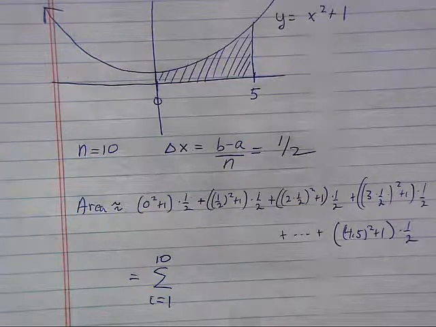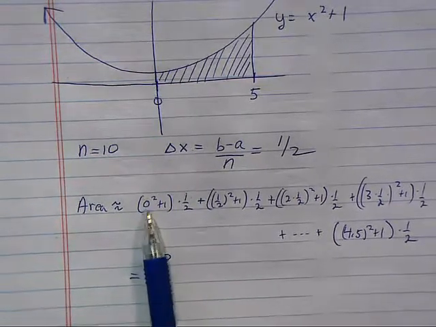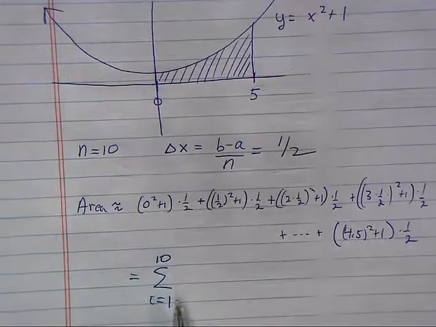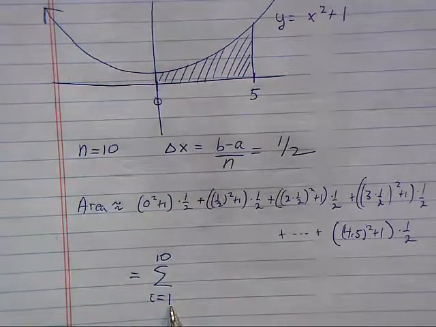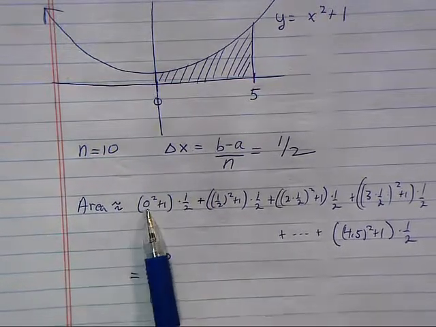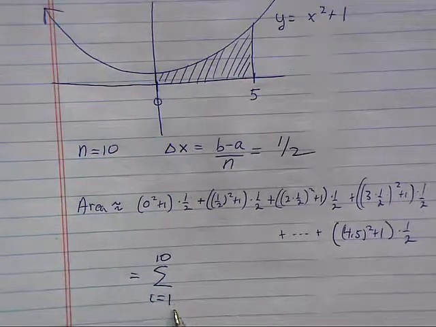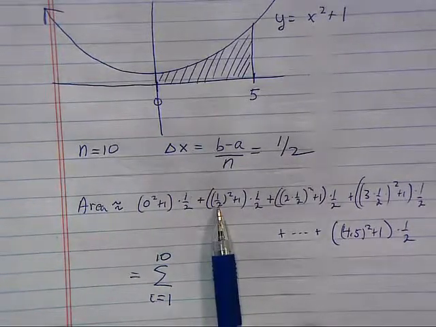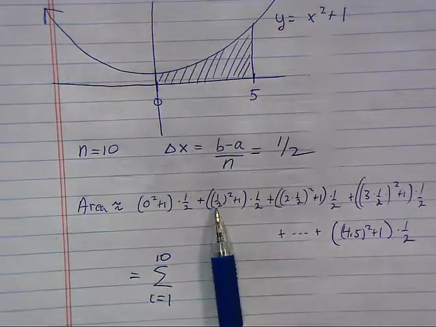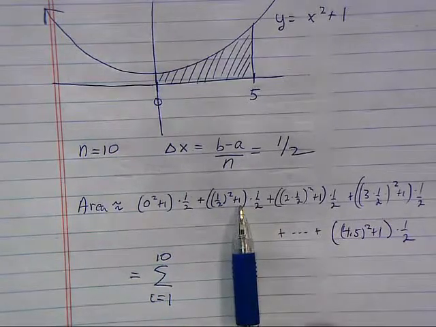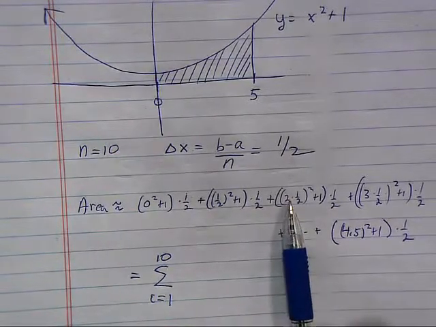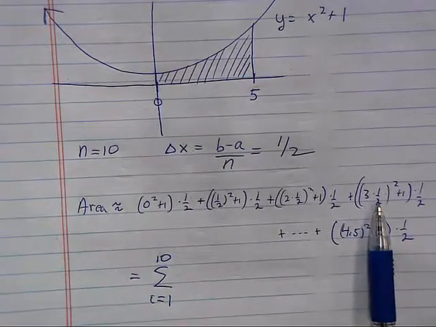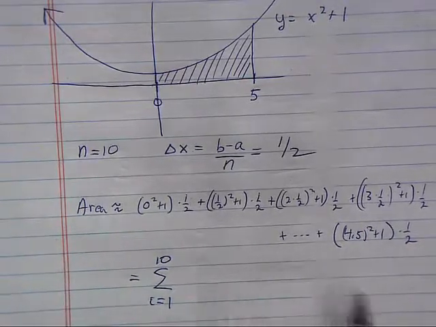All right, so notice the first one has 0 squared plus 1. If I'm starting at 1, how am I going to get 0 squared plus 1? And then the next one, I've got to have 1/2 squared plus 1. And the next one, I've got to have 2 times 1/2. The next one is 3 times 1/2. The next one is 4 times 1/2, 5 times 1/2, 6 times 1/2.